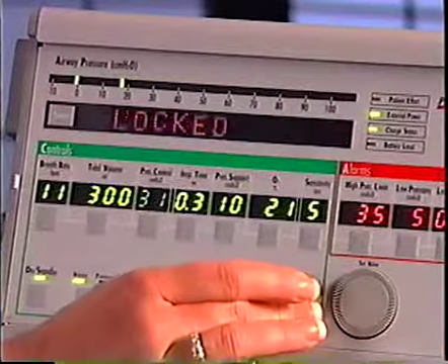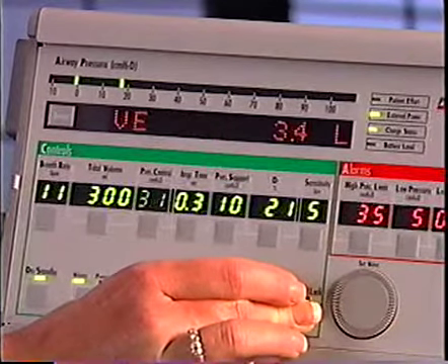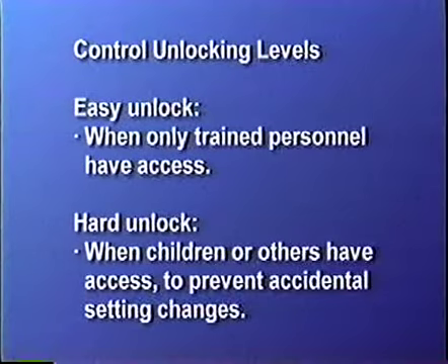The LTV front panel may be locked so that settings are not accidentally changed. Two different levels of difficulty can be set for control unlocking, easy or hard. The easy unlocking method should be used when only trained personnel have access to the ventilator. The hard unlocking method should be used when children or others may have access to the ventilator and you want to prevent accidental setting changes. The LTV comes from the factory in the easy unlock setting. The hard unlock setting can be selected in the Extended Features menu. We'll take a detailed look at the extended features in the next section of this program.